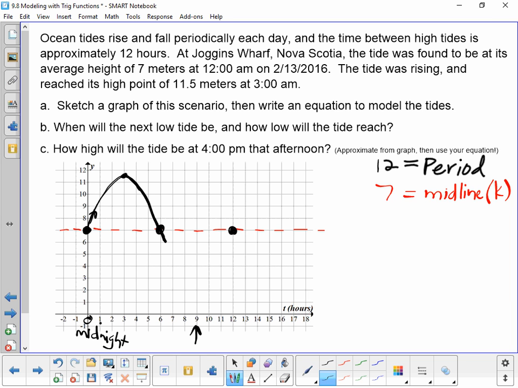And we're talking about here the amplitude. So the amplitude, the amount it went up above its midline, is 4.5. So it should also go 4.5, 1, 2, 3, 4 and a half below the midline. So here's one cycle. And 4.5 was the amplitude.